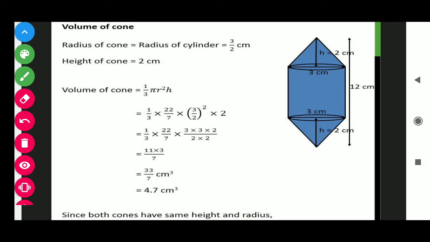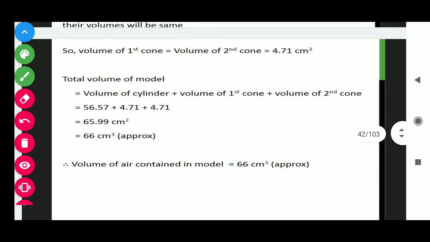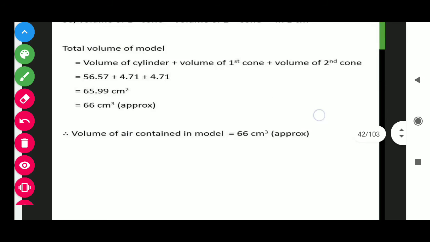Since both the cones have the same height and radius, their volumes must be the same. In this way, we just need to put the values of the volume of the cylinder, the volume of the first cone plus the volume of the second cone. We get the answer 66 cubic centimeter. So the volume of air contained in the model is equal to 66 cubic centimeter.